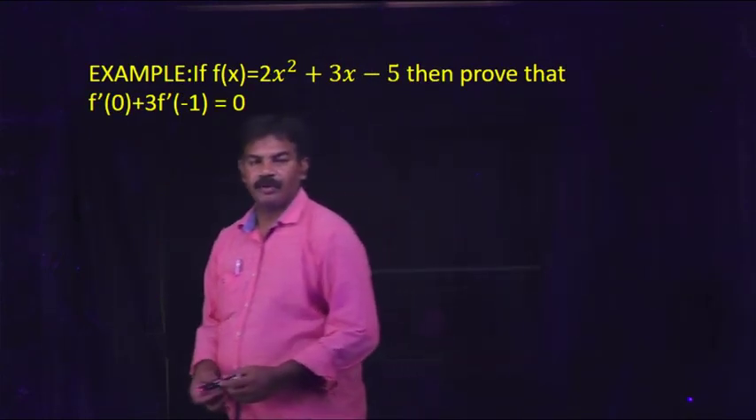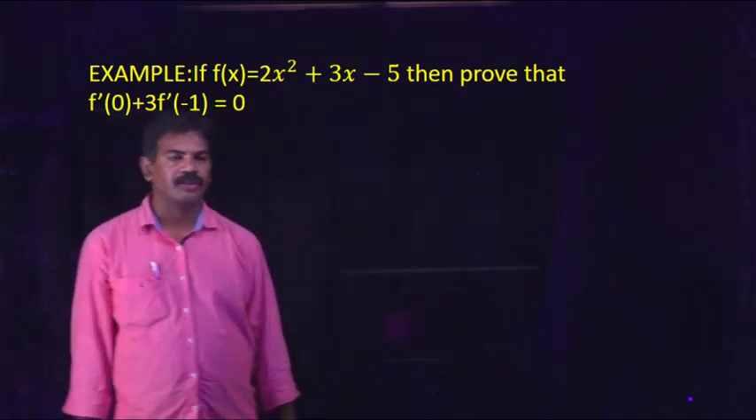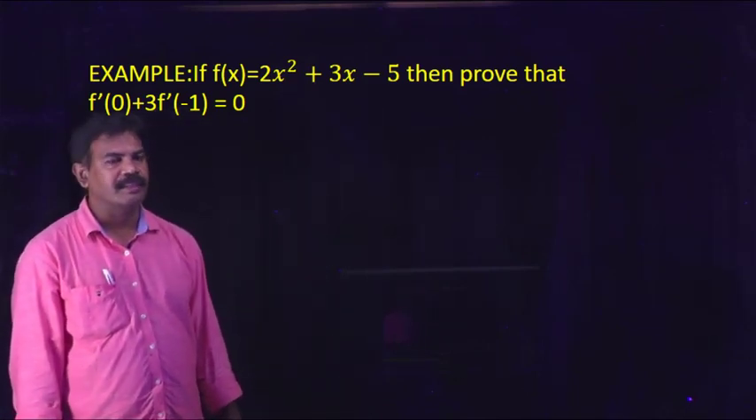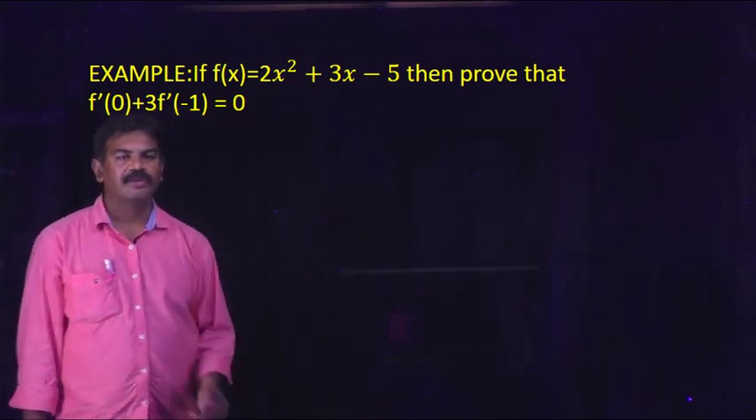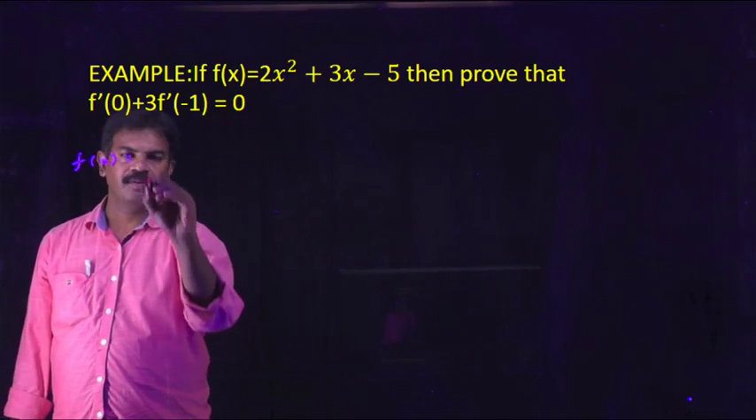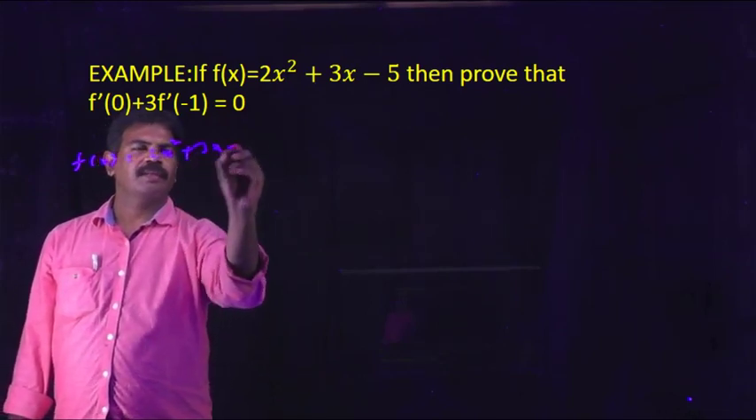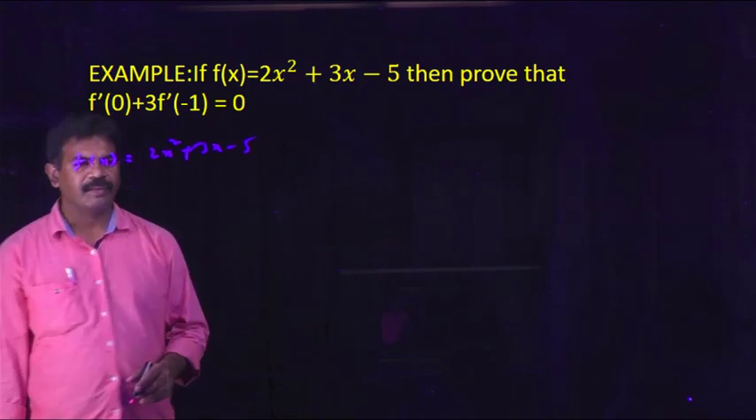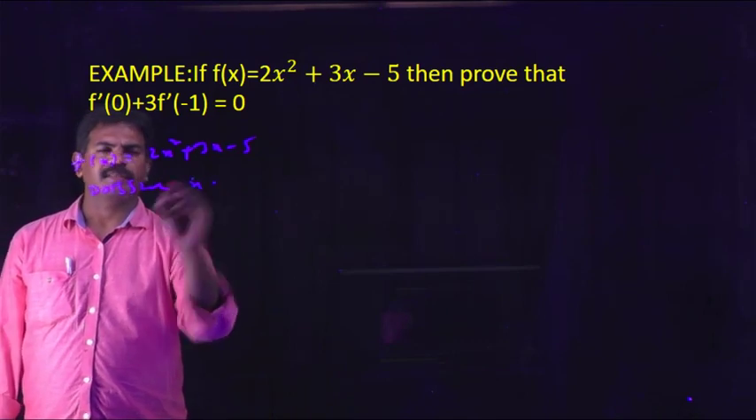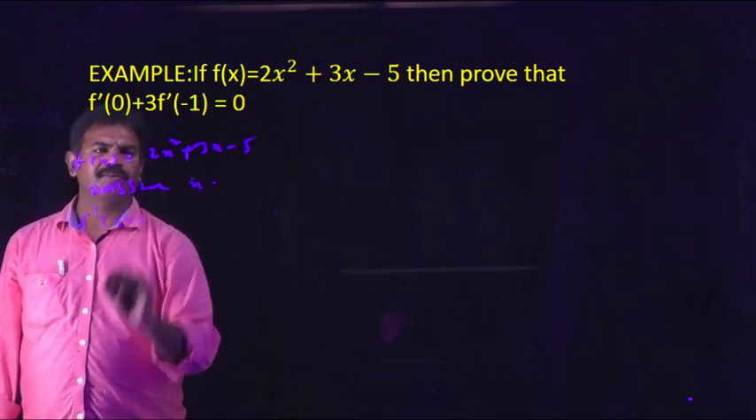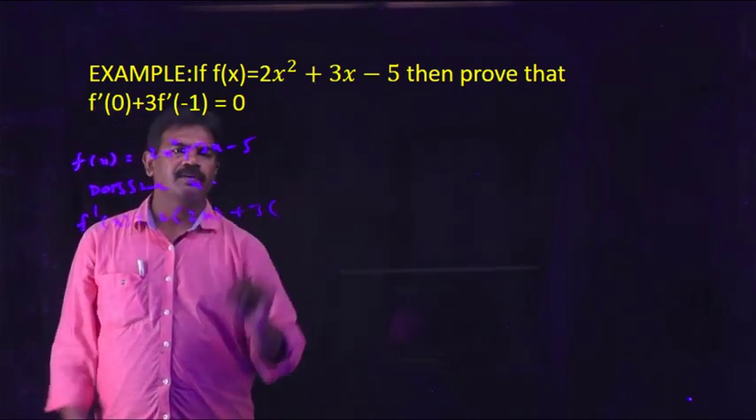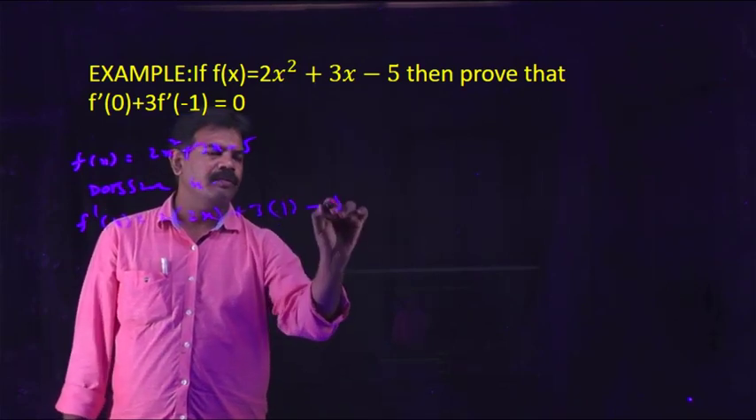See the another example. That is, if f of x is equal to 2x square plus 3x minus 5, then prove that f dash 0 plus 3 into f dash of minus 1 is equal to 0. So given function is f of x is equal to 2x square plus 3x minus 5. First we find the f dash x. That is differentiating on both sides with respect to x. That is f dash x is equal to 2 into derivative of x square is 2x plus 3 into derivative of x is 1 minus derivative of constant is 0.